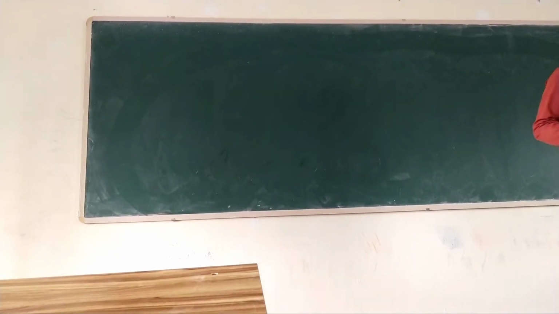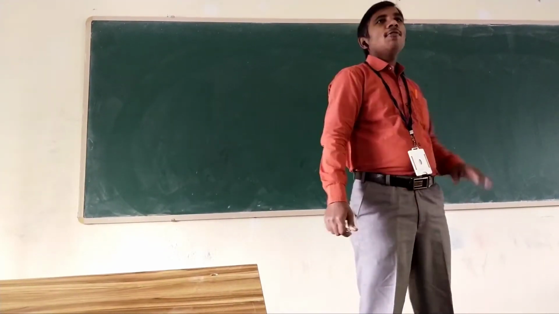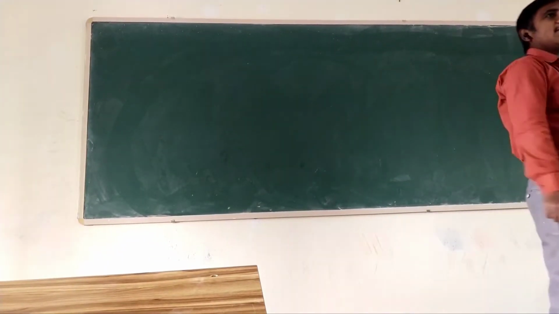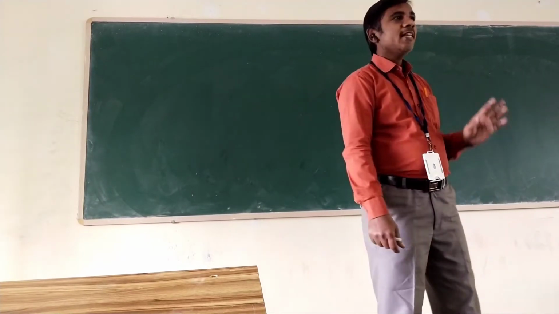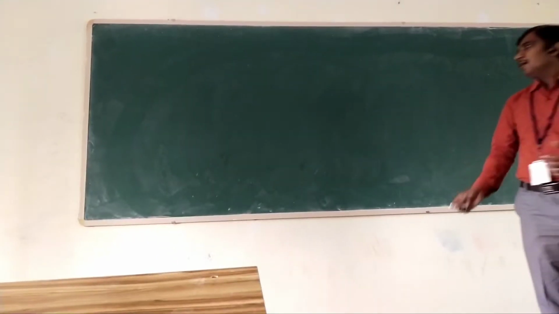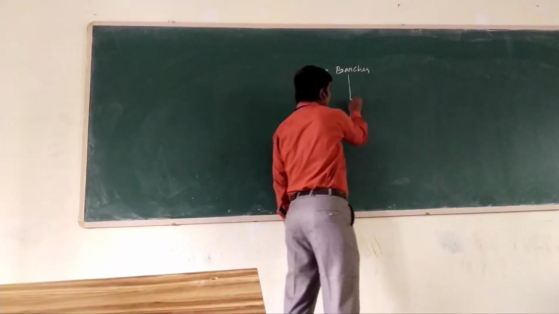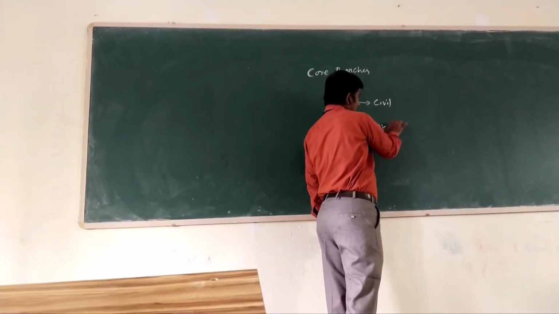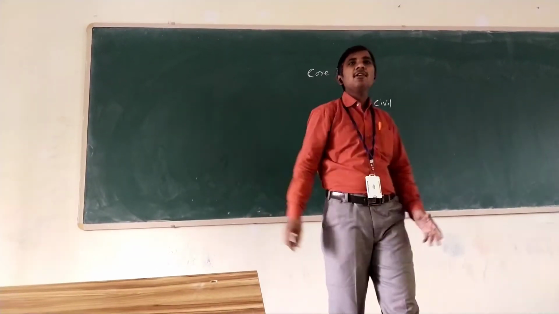You are first-year BTech, EC and English students, I think. Now, what are the opportunities for EC students and core students, not for CSE students? Yesterday I told you the opportunities for CSE students. Now I will explain the opportunities for core branch students. Core branches are three: civil, mechanical, and electrical. These are the main branches from ancient days onwards.